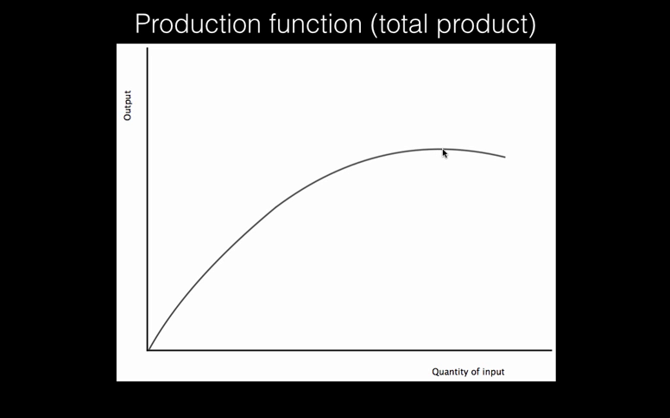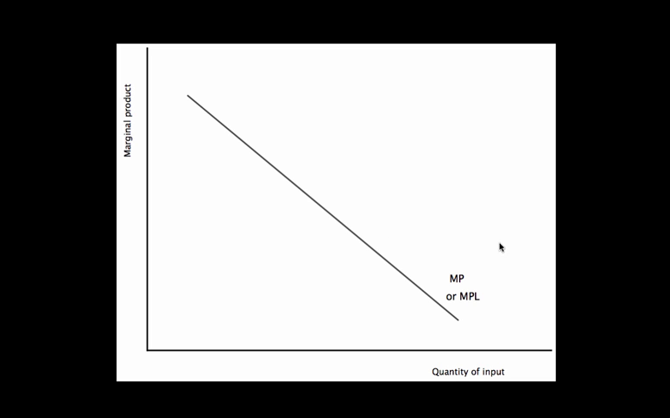a maximum. I'm just going to keep adding workers to my land. Well, eventually they're going to run out of things to do and even make things worse. So that's at this point. Obviously I would never produce past this point, because I'm actually causing output to fall. But in this simple graph, I'm assuming that because I'm increasing at a decreasing rate right away, I've hit diminishing returns right away.